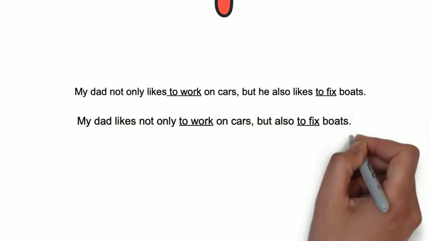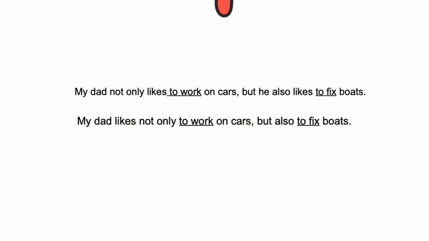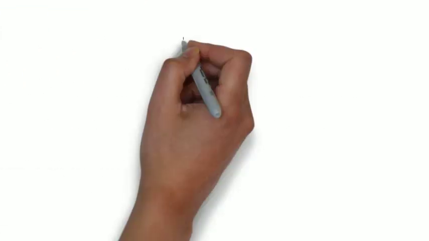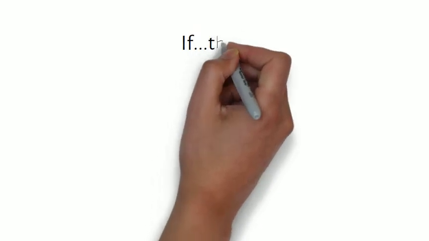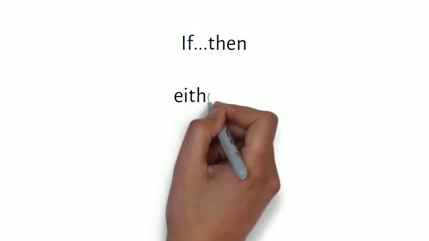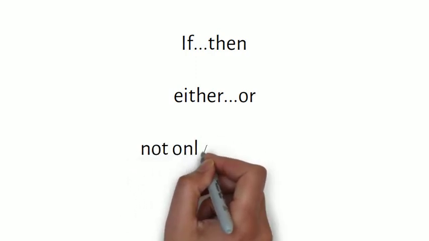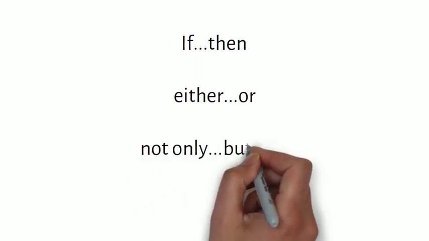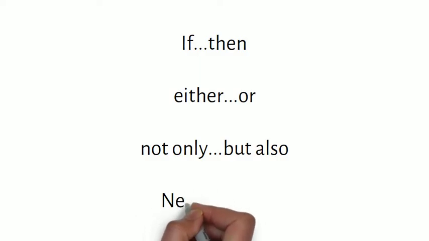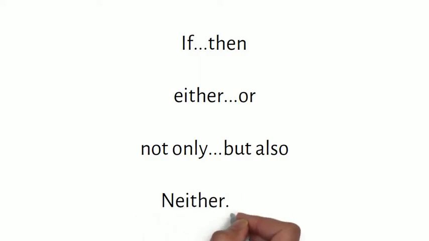You should use parallel structure when connecting 2 clauses or phrases with correlative conjunctions. These include if, then; either, or; not only, but also; neither, nor.